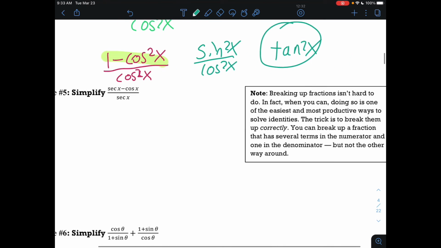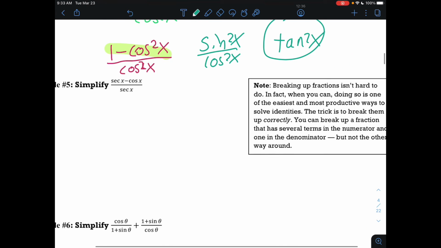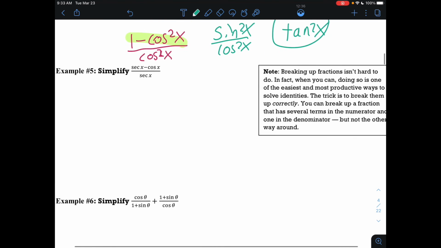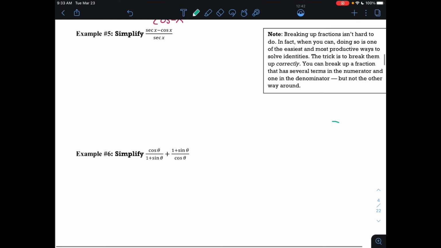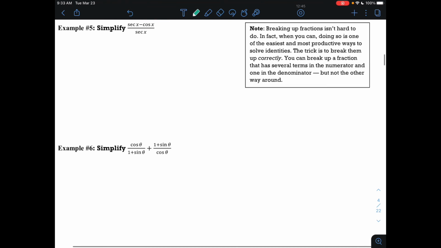Okay, so taking a look at example number 5, we have this little note off to the side that is telling us that, so we're trying to simplify this. Note that breaking up fractions isn't hard to do. In fact, when you can, doing so is one of the easiest and most productive ways to solve identities. The trick is to break them up correctly.